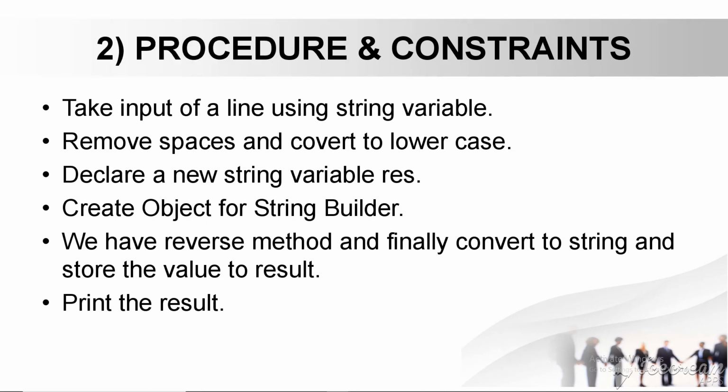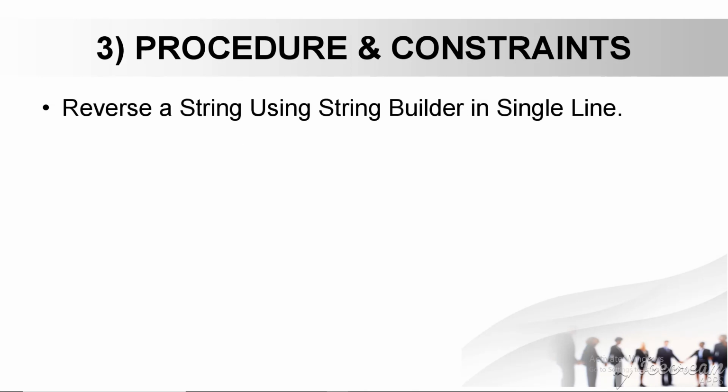Now let's move on to the next procedure. Take input of a line using a string variable, remove spaces and convert to lowercase. Declare a new string variable result. Create an object for StringBuilder. We have the reverse method, and finally convert to string and store the value to the result and finally print the result. The next procedure is to reverse a string using StringBuilder in a single line.